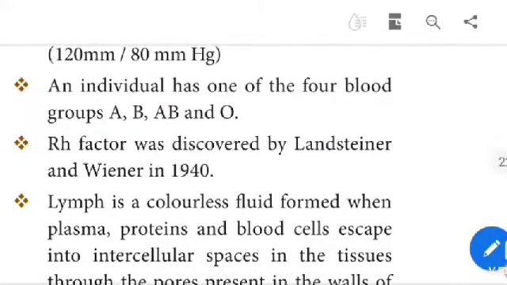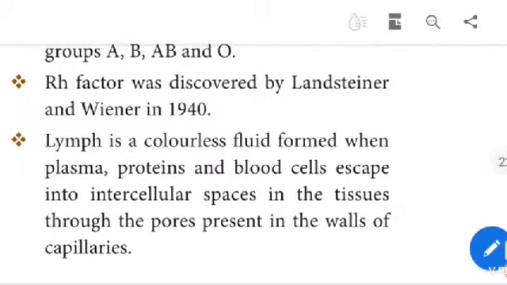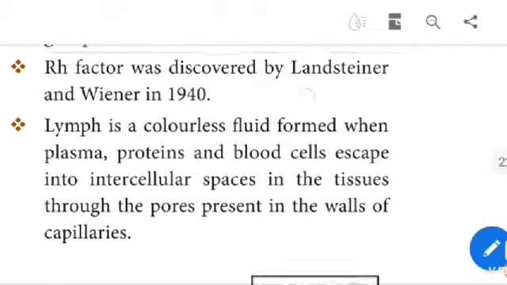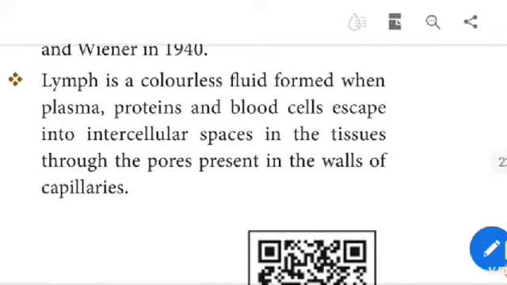An individual has one of the four blood groups, A, B, AB and O. Rh factor was discovered by Landsteiner and Wiener in 1940. Lymph is a colorless fluid formed when plasma protein and blood cells escape into the intercellular space in the tissue through the pores present in the wall of capillaries.